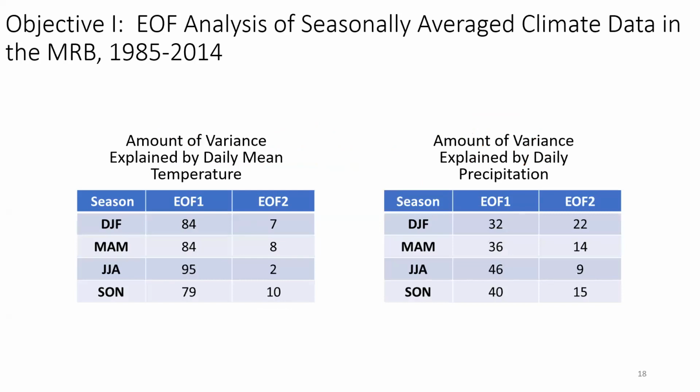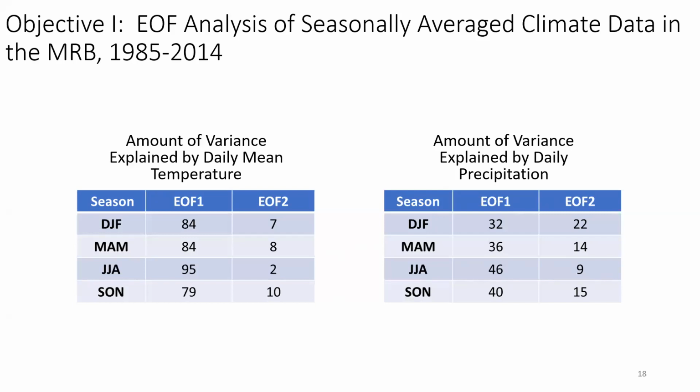So here is a slide that has a couple tables that have the amount of variance explained by each mode by season for each variable. Most of the time, the leading mode of variability, which is EOF1, is what people are interested in. However, since the EOF1 for the precipitation variable doesn't account for as much of the variance, I included the second leading mode, which is EOF2, for reference. And typically, the two leading modes account for the largest amount of variance within the data set.